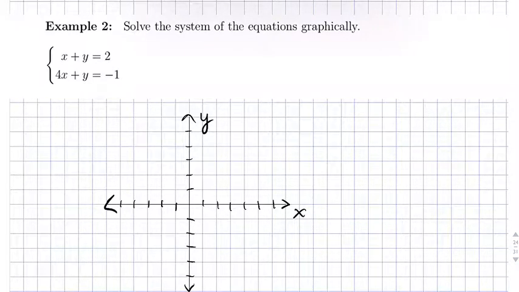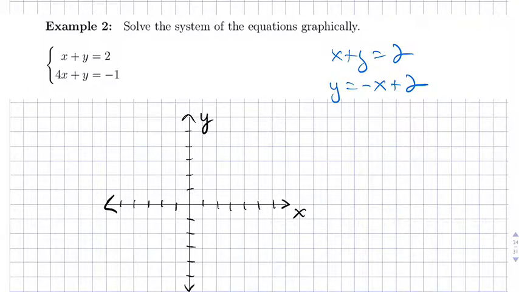So the first one I'll do in blue. If we have x plus y equals 2, if we solve for y, then y is going to be negative x plus 2. So I start at 2 here, then I can go down 1 and right 1, and I'll get this line here. So that's the blue one.